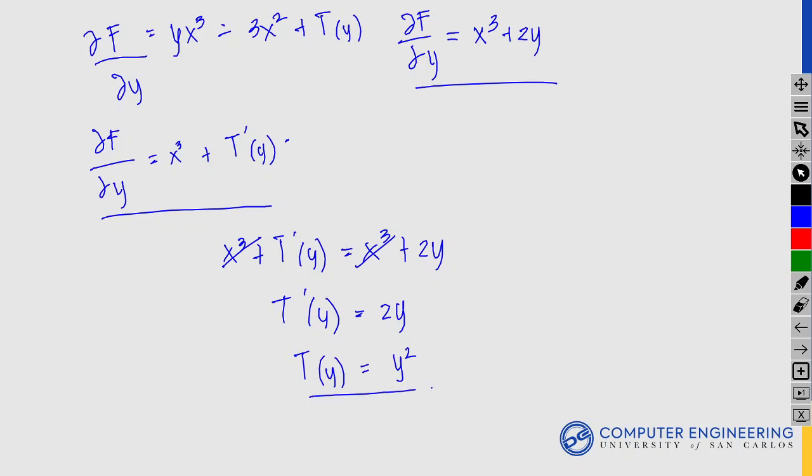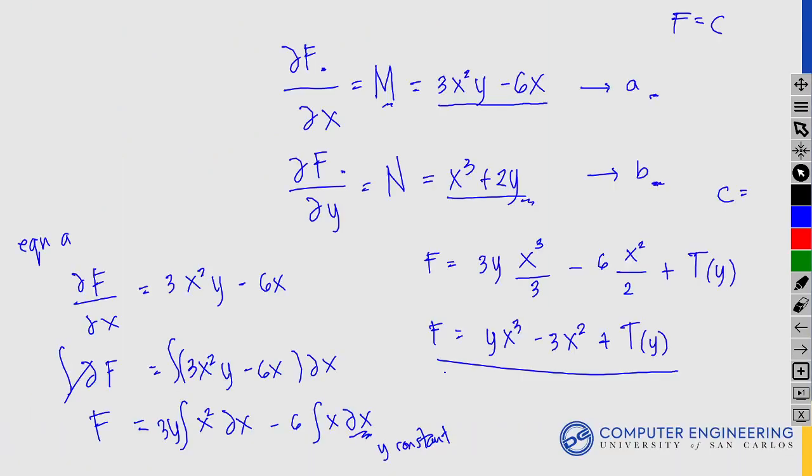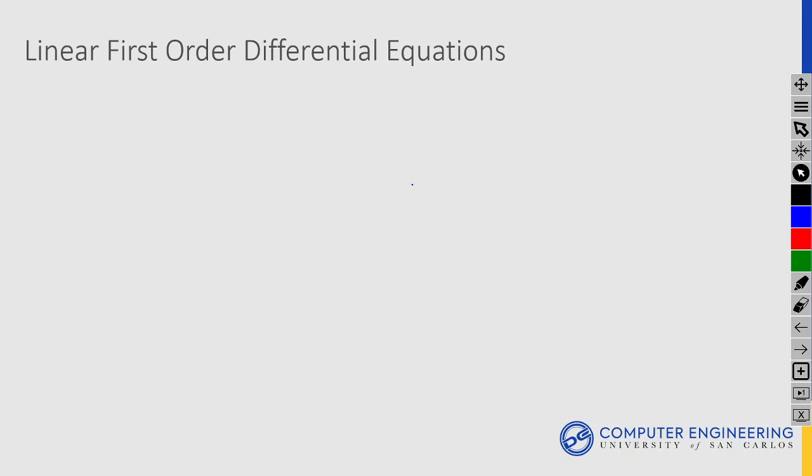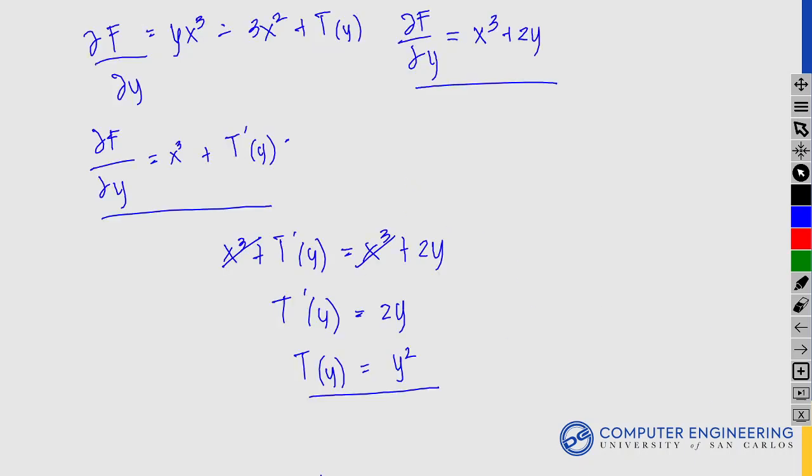So we now have t of y, and if we go back to the result of equation A, we can now list it with an actual term. So that means going back, f is equal to x cubed y minus 3x squared plus y squared.